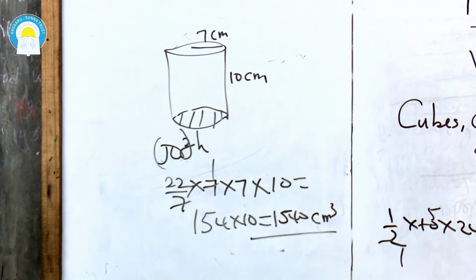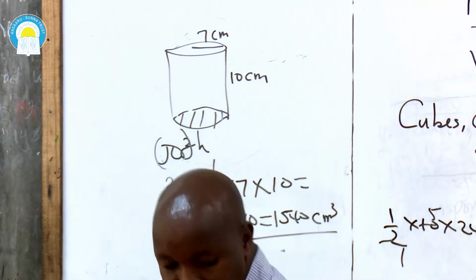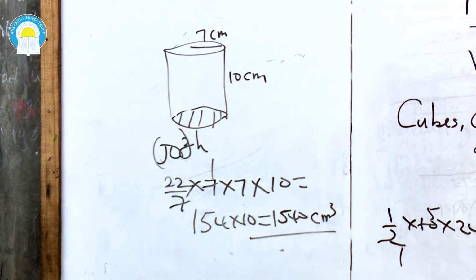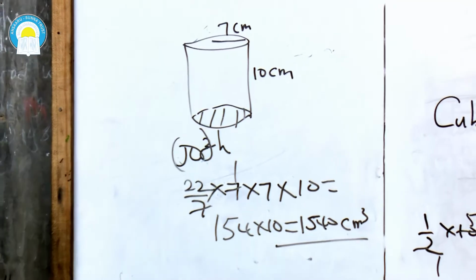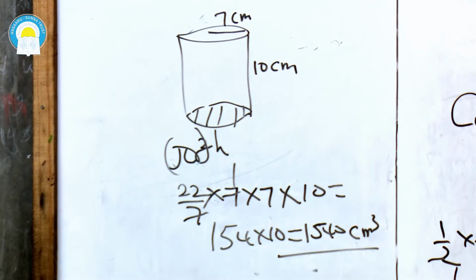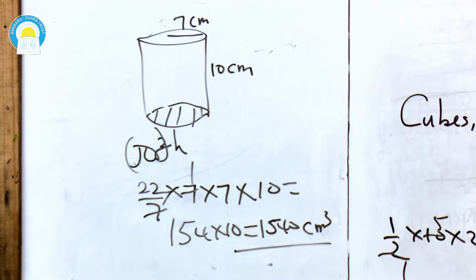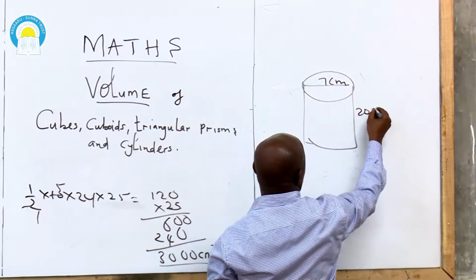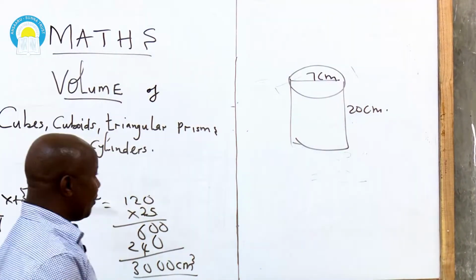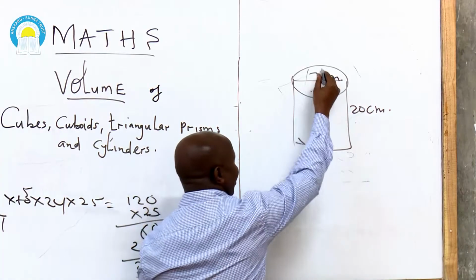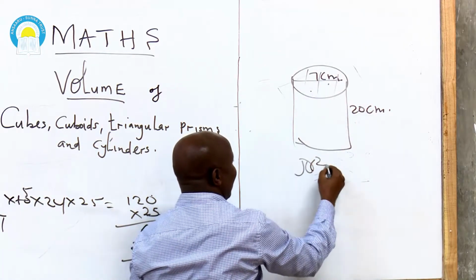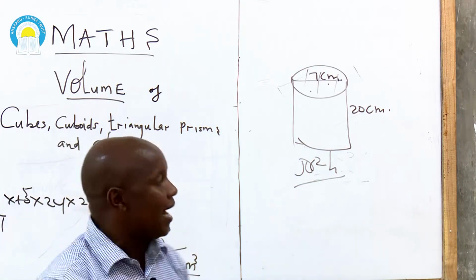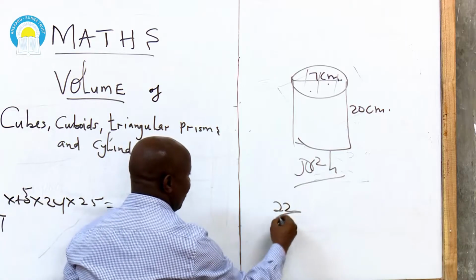Another very good example of the volume of a cylinder: you can be given another cylinder where, instead of the radius, you are given the diameter. You are the one to determine the radius. Here you are given the cylinder like this, with the diameter as 7 centimeters and the height as 20 centimeters. Class, volume is base area, the area of the cross-section. That means pi r squared multiplied by the height. Unless you are told otherwise, always use pi as 22/7. So here we have 22/7.